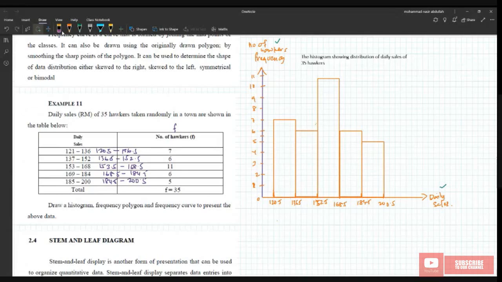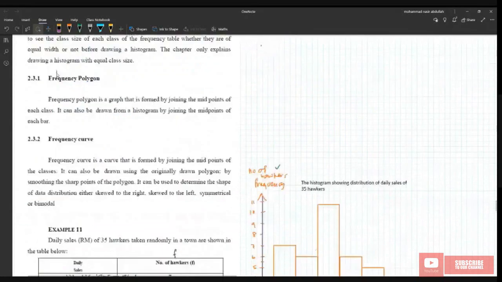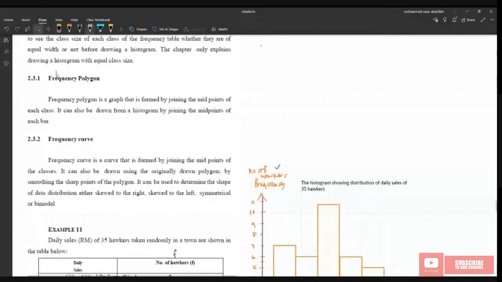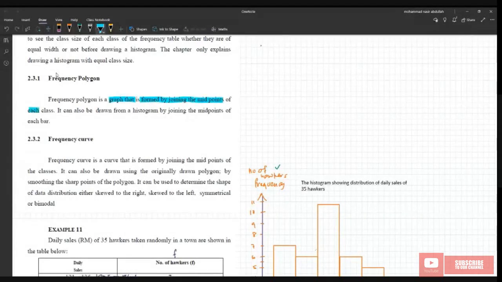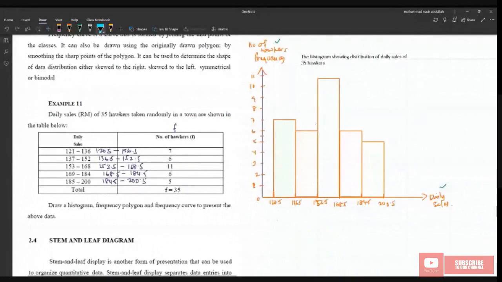So this is how we draw histogram, right? So now we move to the next plot that we're going to draw, which is a frequency polygon. Frequency polygon is a graph that is formed by joining the midpoint of each class. It also can be drawn from histogram by joining the midpoint of each bar. From the previous lecture, we already know what the midpoint is. Midpoint is the middle value of class boundary, right?